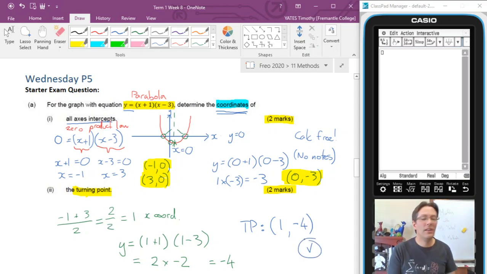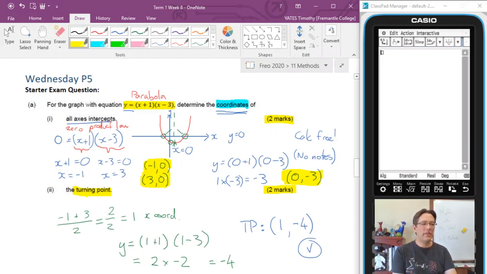Now, this is only worth 4 marks of the exam, so it shouldn't be too tough a one to get out. And in fact, I could have just looked at that and seen, yep, x-coordinate is negative 1 and 3 just by looking at what we've got in there straightforwardly. And then I could just go, yeah, if x equals 0, y is going to be negative 3. That's pretty straightforward.